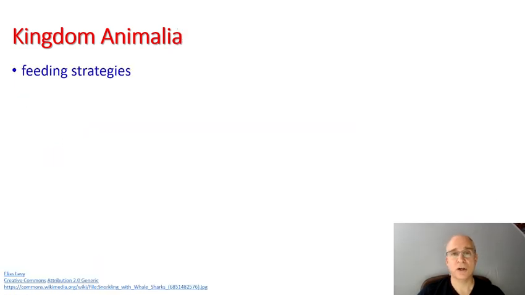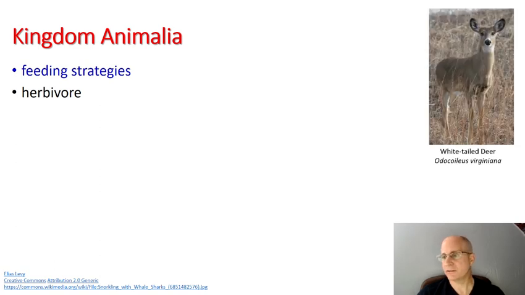Feeding strategies. Different animals are going to eat in different ways and eat different things. An herbivore is an organism that's going to eat autotrophs, so they're going to eat organisms capable of photosynthesis, like the deer there. White-tailed deer are very common in this part of Illinois, and they are absolutely herbivorous.